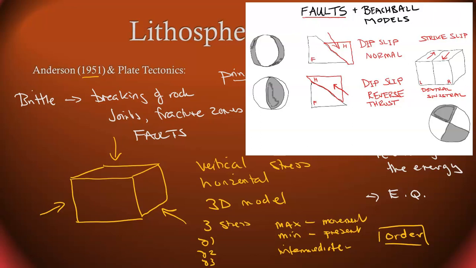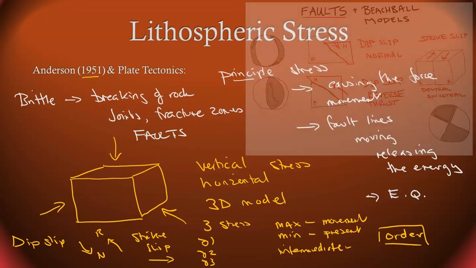Don't forget the fault types: we're looking at dip-slip, both normal and reverse, and we're also looking at strike-slip, which is that horizontal displacement. You can also look at an oblique fault, which is a combination of the two, but we have the three types right there: normal, reverse or thrust, and strike-slip.